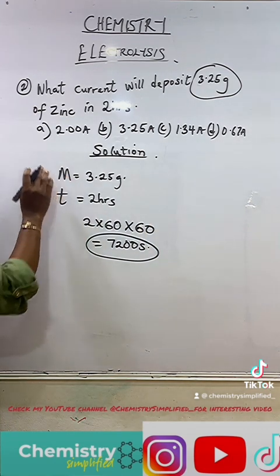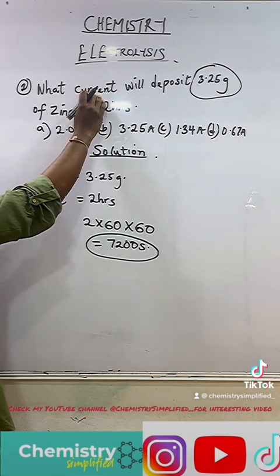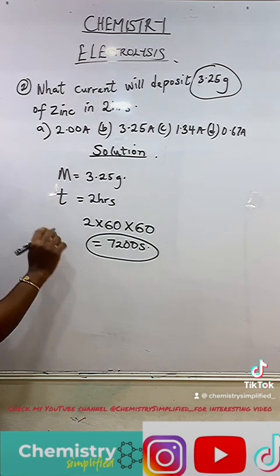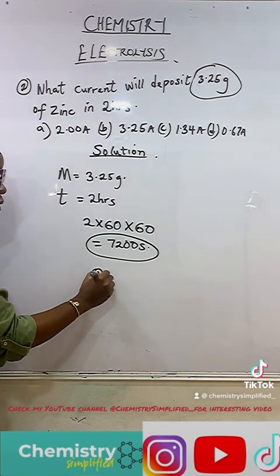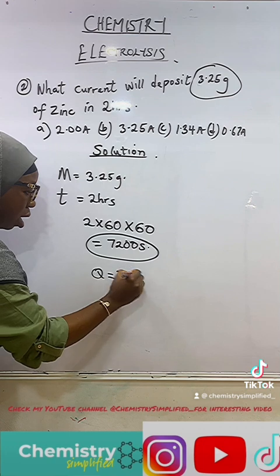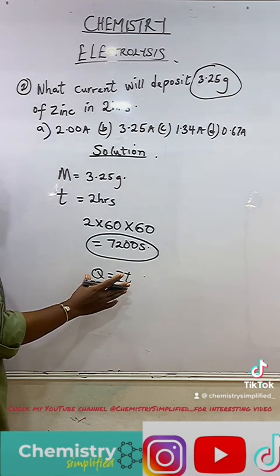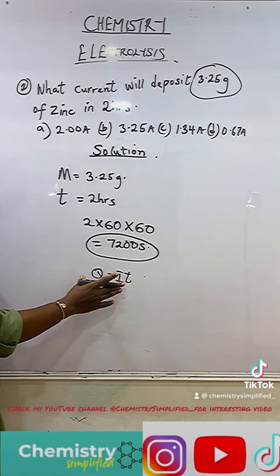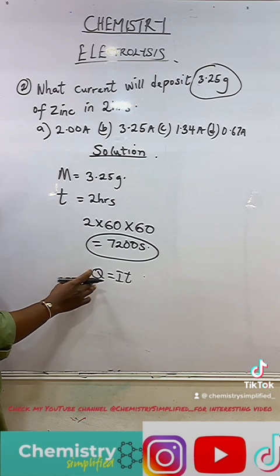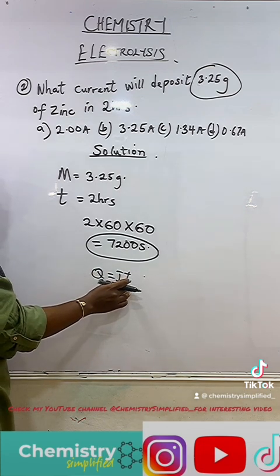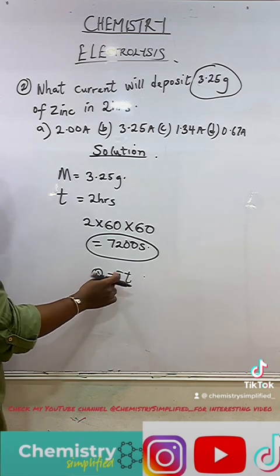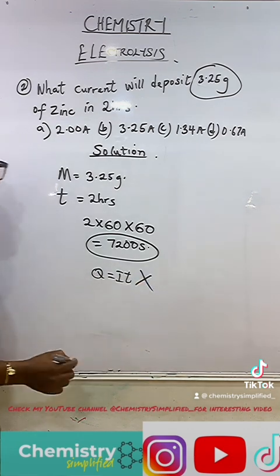Now, when you look at it, normally we have to calculate current. The first formula that I gave you is Q equals IT. This should have been the best formula for it, had we been given Q. But we're not given Q, we're only given T here, and we are asked to calculate I. So this formula is not the right formula for it.